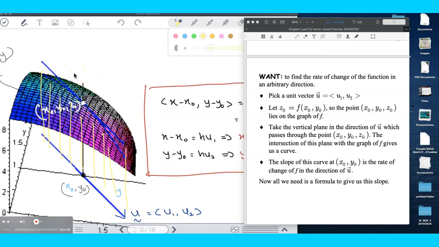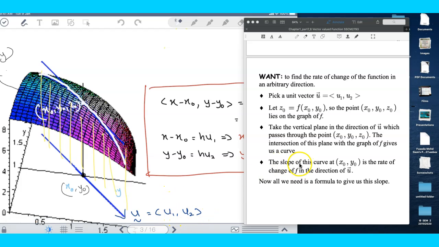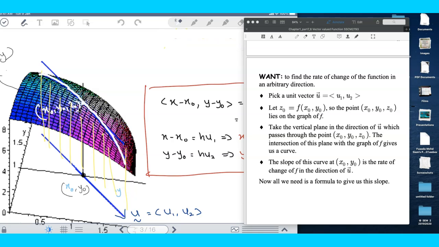So you can see the curve. I redraw it. The intersection between the plane and the surface z gives you a curve, in white here. Now we want to evaluate the slope of this curve at the point (x not, y not, z not), in the direction of u, whose components are u1 and u2. The slope of this curve is given by the blue line here. Maybe I have to use a different color so that you can see it clearly. That is the line, and that is the point.